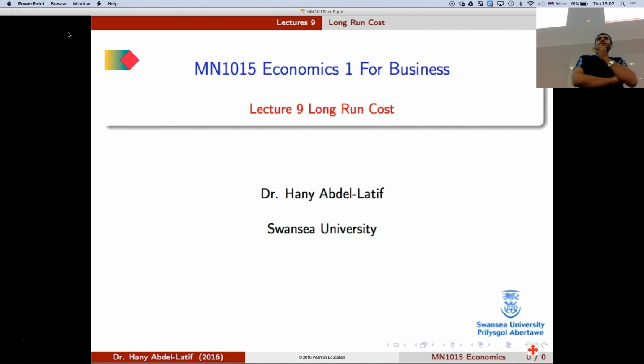In today's lecture, we're going to look at the long run cost. But quickly, let me just remind you of what we covered last week. When we looked at the short run, first of all, we need to understand the difference between the short run and the long run. That's very, very important. And as you will see today, it's still relevant. So without understanding the difference between the short run and the long run, it's going to be difficult to pick up the main idea of this lecture.